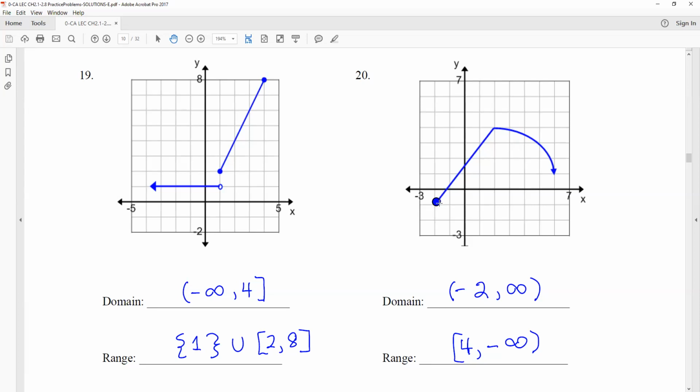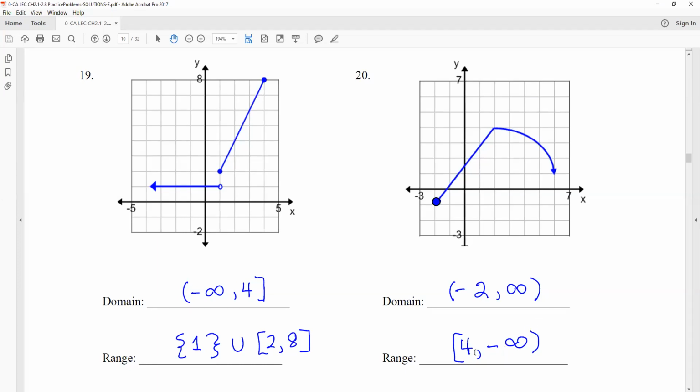Okay, on number 20, for the domain, we have a starting point here at -2. And in this case, this should be inclusive. This -2 should be inclusive. That should be a bracket, not a parenthesis. Okay, and it continues in this direction forever.